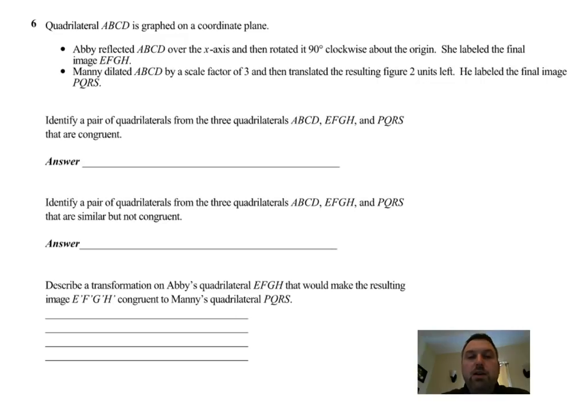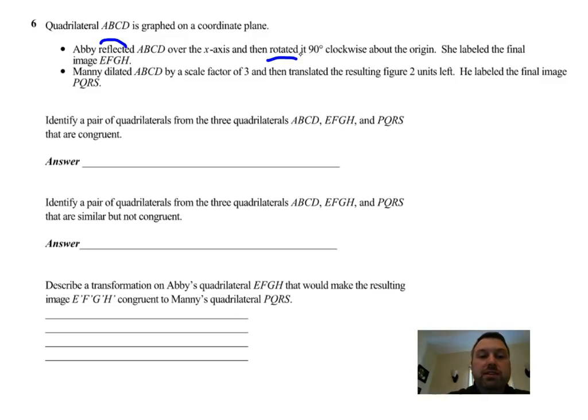All right. Well, first, a couple things. For Abby, ABCD was reflected and then rotated, so whatever she ended up with is going to be a congruent shape to the beginning shape, because reflecting and rotating are rigid motions, so the size isn't going to change any. All right, so keep that in mind. Secondly, Manny dilated by a scale factor of 3, so his shape got bigger, and then he slid it to the left a little bit, 2 units.